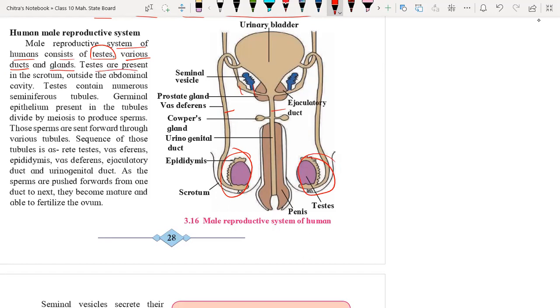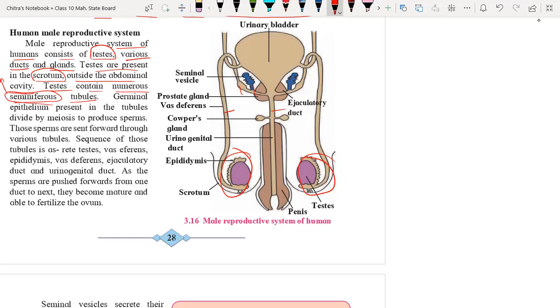Testes are present in the scrotum. Okay, scrotum is the area below the abdominal cavity, outside the abdominal cavity, where testes are situated. Testes contain numerous seminiferous tubules. Seminiferous tubules are those tubules that form the sperm cell. They form the sperm cell.